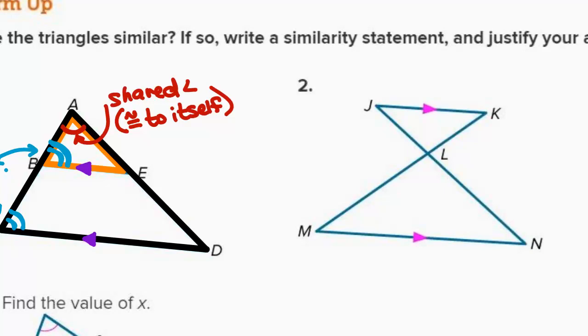So are these two triangles similar? Yes. Using which type of similarity? Angle, angle, side, side, side, or side, angle, side? Using angle, angle. To use side, angle, side, I have to actually have measurements for two pairs of sides between these triangles.